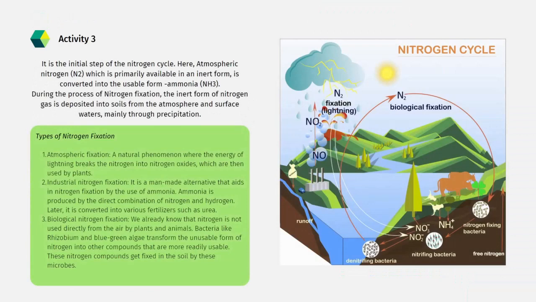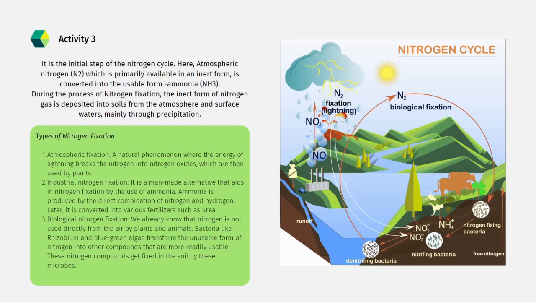It is the initial step of the nitrogen cycle. Here, atmospheric nitrogen, which is primarily available in inert form, is converted into a usable form, ammonia. During the process of nitrogen fixation, the inert form of nitrogen gas is deposited on the soils from the atmosphere and surface waters, mainly through precipitation.